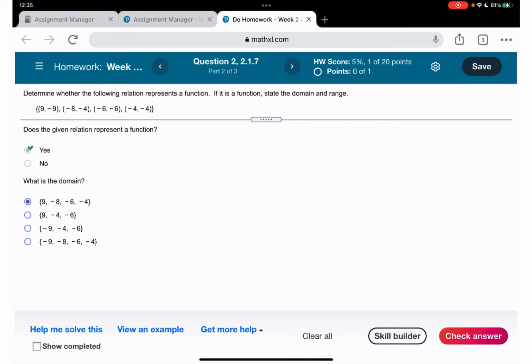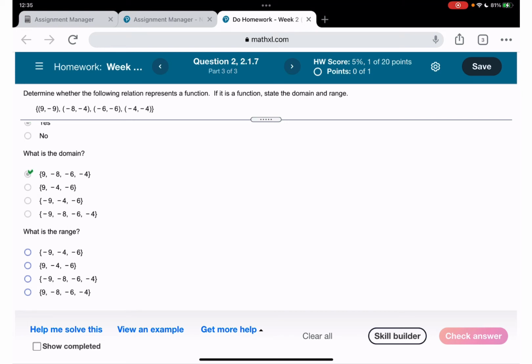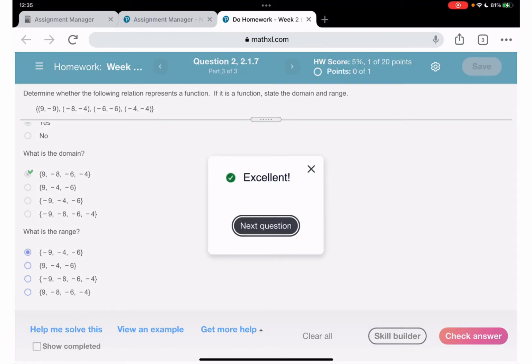First one. Fantastic. And question number 3 about the range, part 3. So the range is going to be our y, so negative 9, negative 4, negative 6, negative 4. So we have the repetition of negative 4 twice. Therefore, our range is going to consist of 3 elements, negative 9, negative 4, negative 6. This one. Very good. Moving to next question.